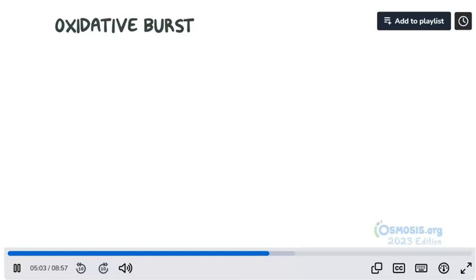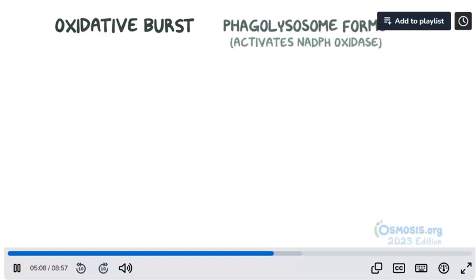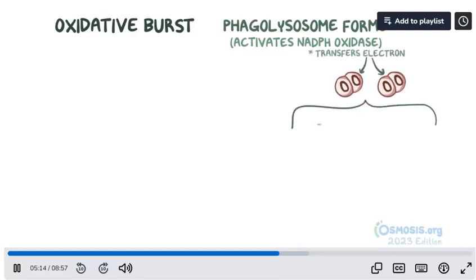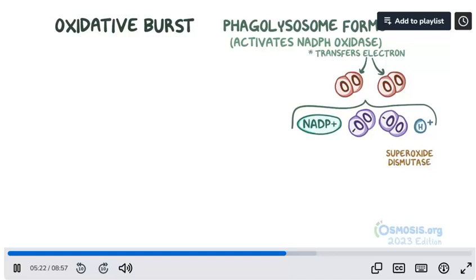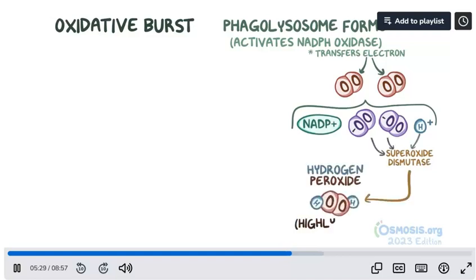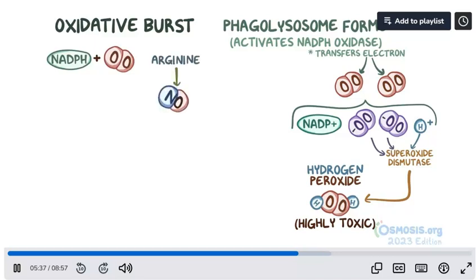The oxidative burst gets underway when the phagolysosome forms, because that activates the enzyme NADPH oxidase. NADPH oxidase transfers an electron to two oxygen molecules, creating NADP+, two superoxide anions, and a hydrogen ion. The enzyme superoxide dismutase then converts the hydrogen ion and superoxide anions into hydrogen peroxide, which is highly toxic to microorganisms. Also, in the presence of NADPH and oxygen, arginine is converted into nitric oxide by an enzyme called inducible nitric oxide synthase, or iNOS.